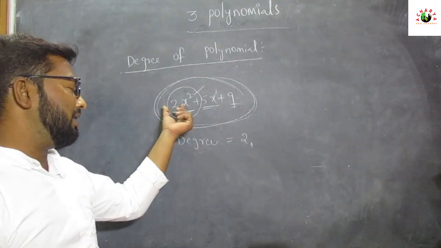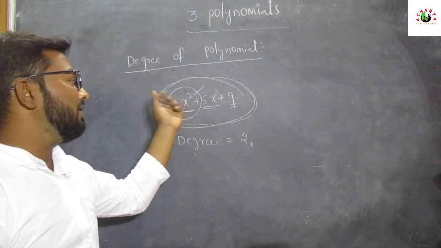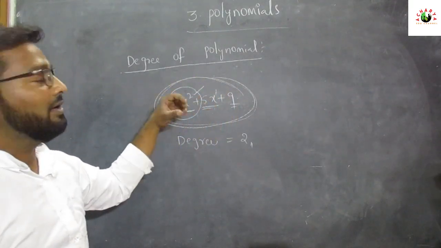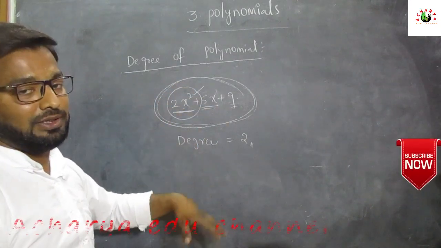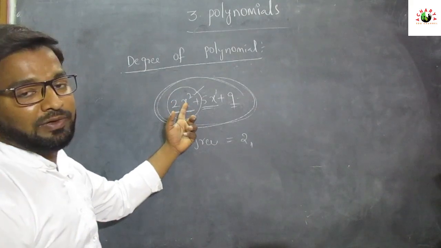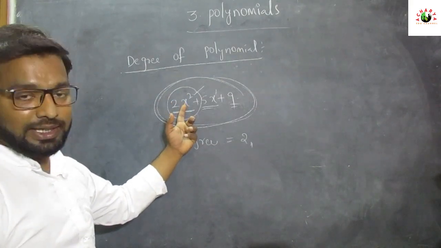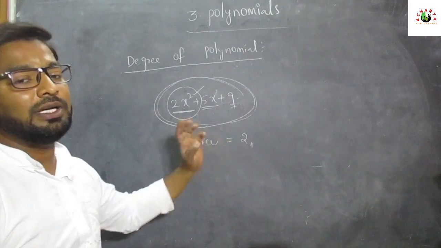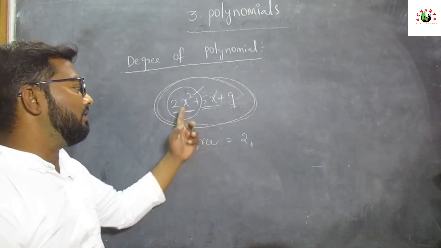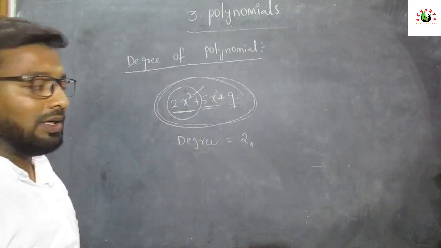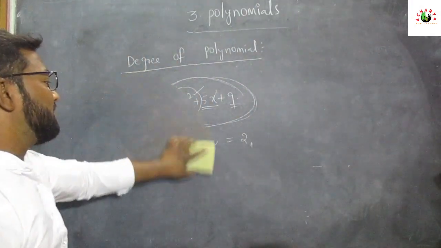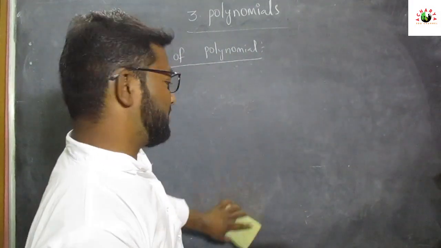Here we can observe that among all the separate terms, we look at which variable has the highest power. The highest power of the variable is called the degree. Here 2 is the highest power of the variable x, so 2 is the degree of the given polynomial. Clear?